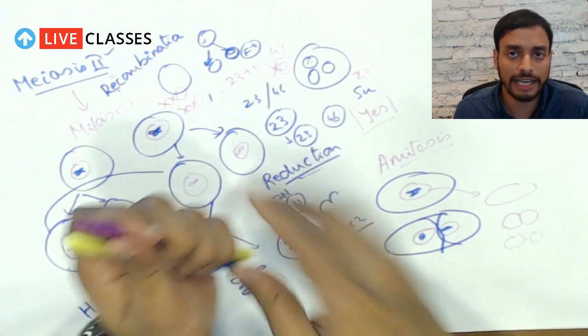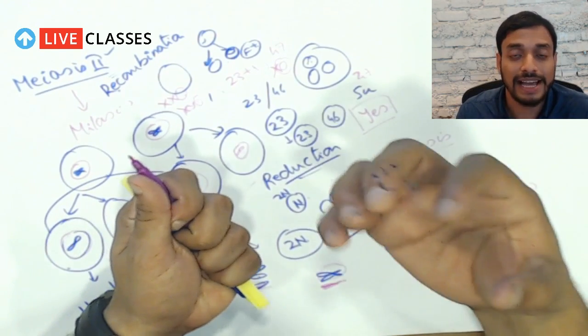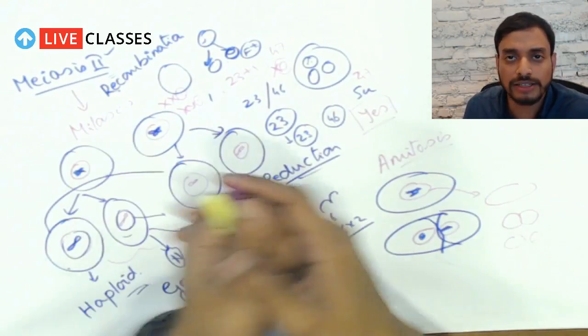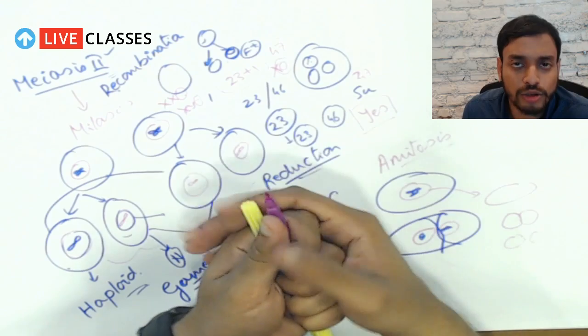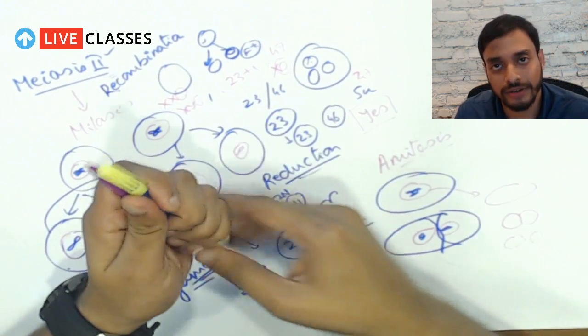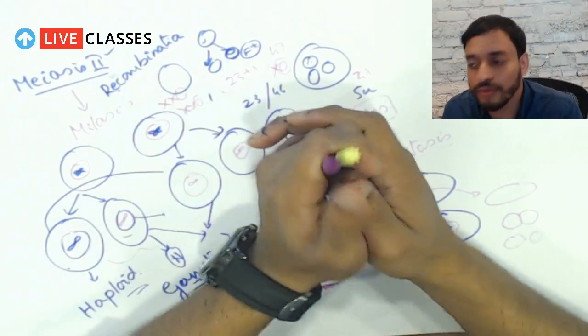Now imagine if one of the cells has got one extra chromosome, what will happen to the other cell? It will receive one less chromosome, right? If that cell is carried forward, it will result in a reduction in the number of chromosomes.